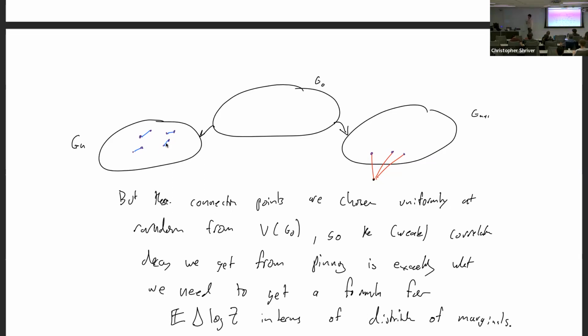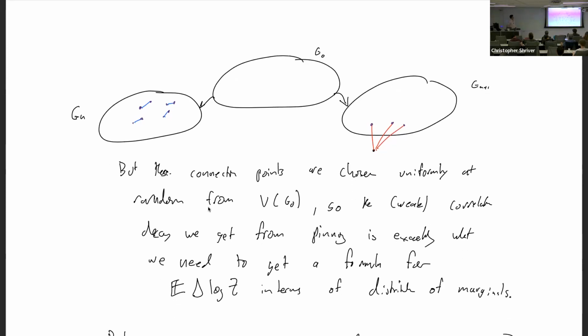And each of these just depends on the joint distribution of these connection points. The key thing here is that these connection points, once I do it this way, are chosen uniformly at random from the graph, in IID fashion. We want them to be basically independent, but this is exactly the type of extremely weak correlation decay you get from this pinning lemma.